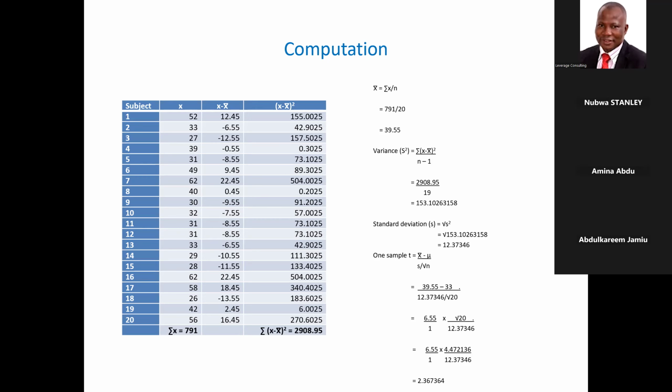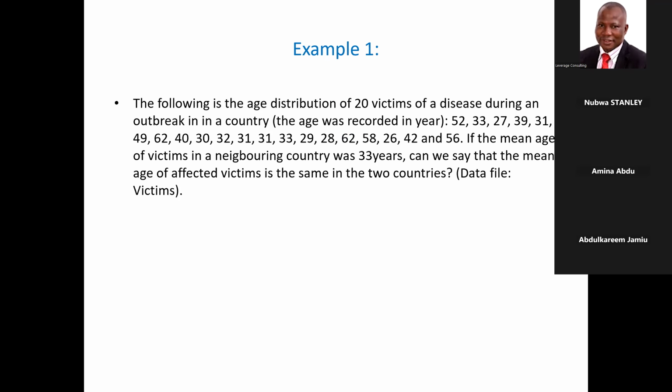Okay, then I want to know, in the calculation for one sample T, how do you get the target value? It will be given to you. That target mean, right? If you remember, look at the question, after they have listed the ages, look at the end of the third line. If the mean of victims in a neighboring country was 3 years, that's the target one.